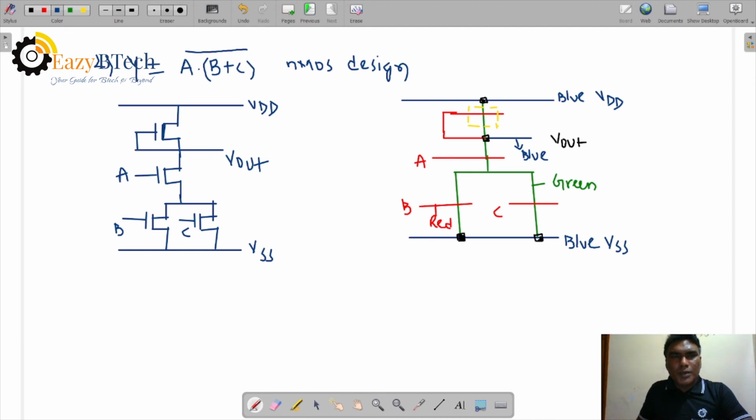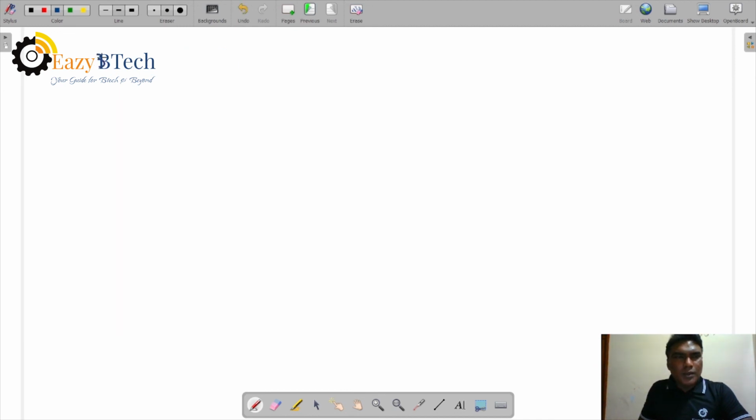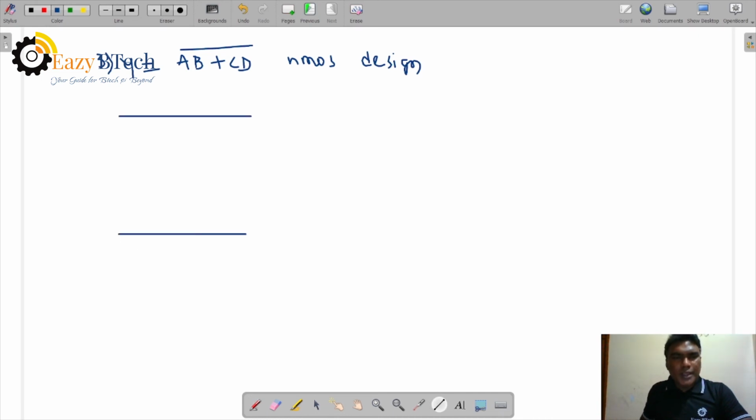Now one more example. You can see Y is equal to AB plus CD, complement. Let us see this one in NMOS design. How can you represent the NMOS design and stick diagram? Let us see the circuit diagram. So VDD and VSS are here. First we draw the depletion mode transistor. Let's take some space.